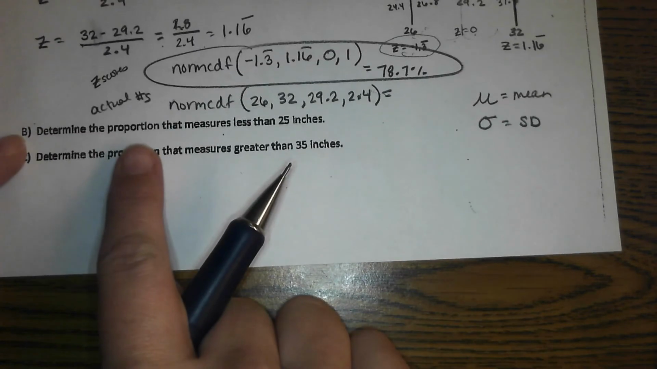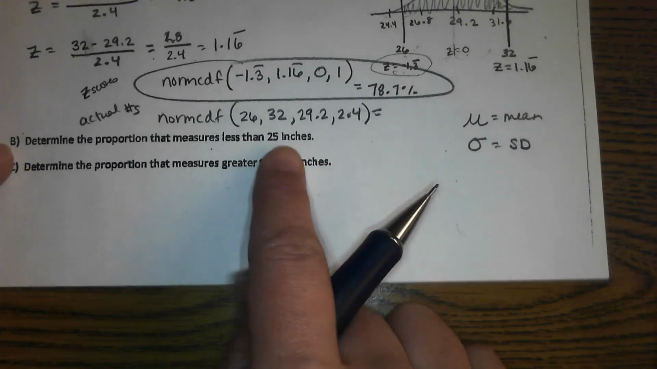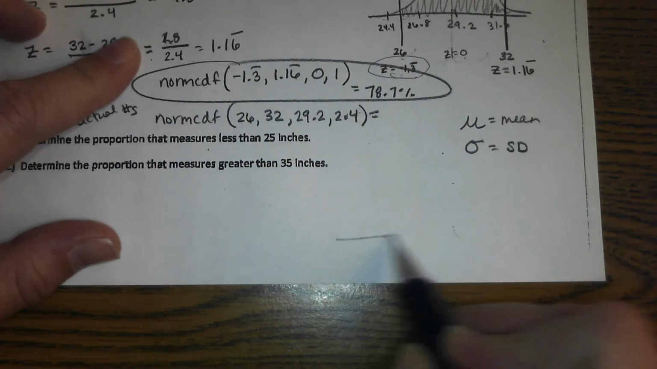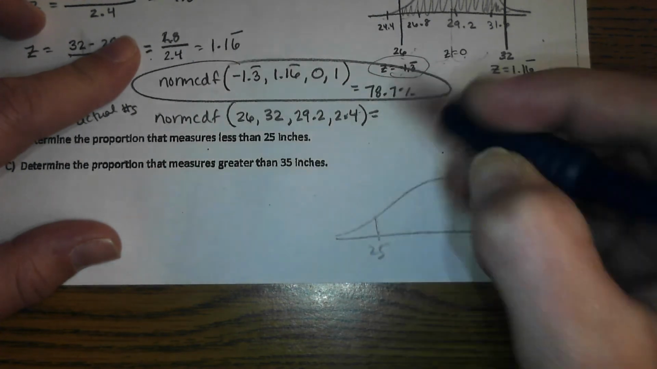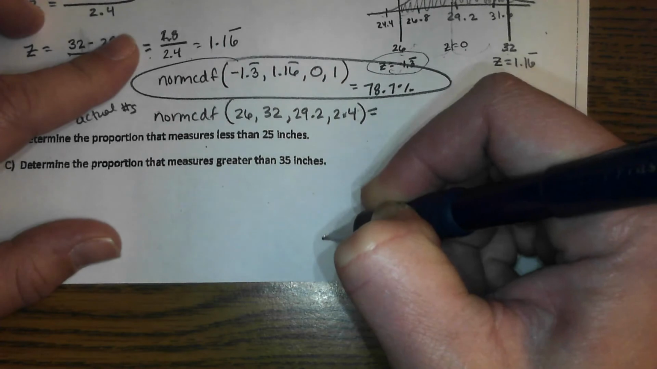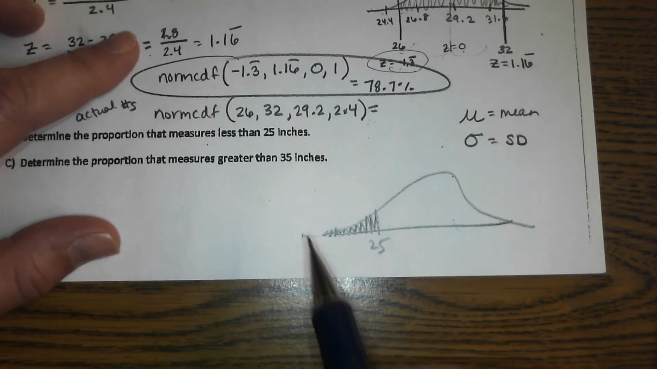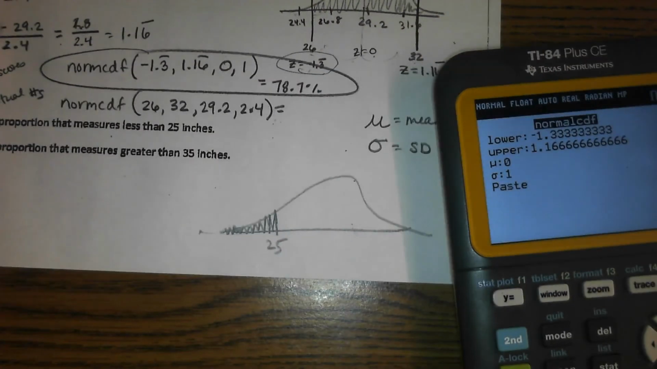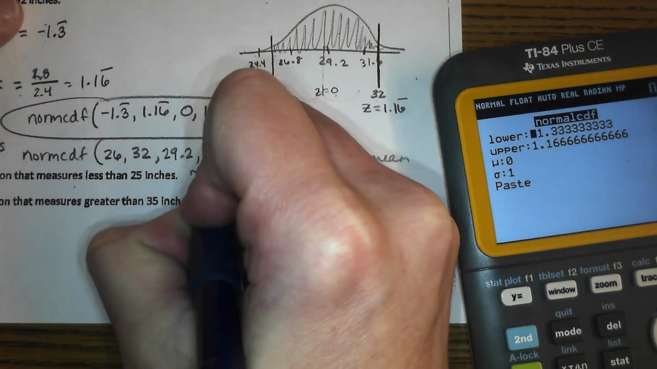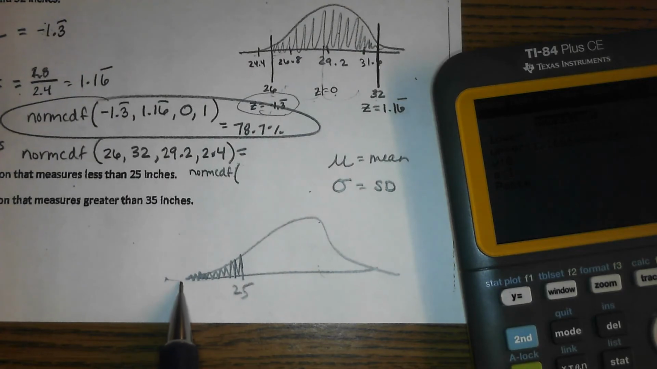Okay. All right. 2 more things here. A proportion that measures less than 25. So if you think about a normal curve, and here's your 25, and you want to be less than 25, that's technically going towards infinity, right? What number could you use? So if you do second VARS, and I'll do this for B, I'm going to do normalcdf, what number can you use for your minimum if you want it to be negative infinity?